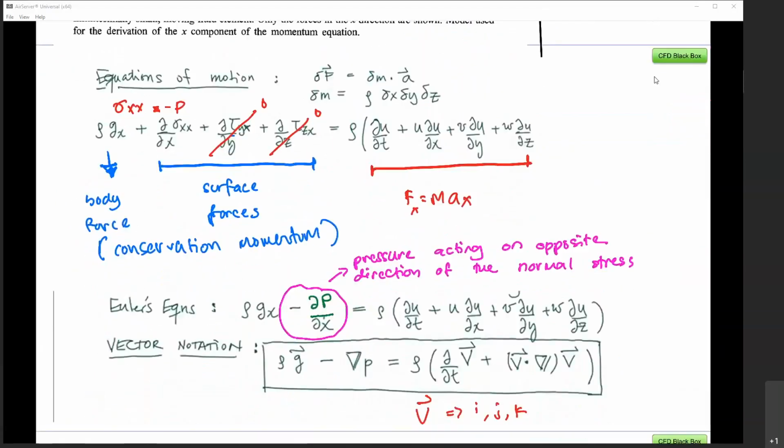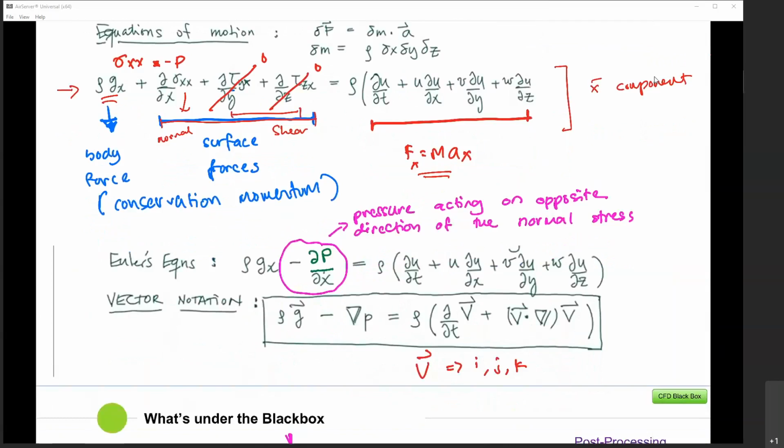So from all the derivations of the momentum equations before, we can write down the following terms. This is what we have before. For the x direction, this is the term that we get for the x component. The rho gx refers to the body force. This side here is the surface forces. This is normal, and these two are for the shear forces. And the right side is based on our derivation from F equals ma.